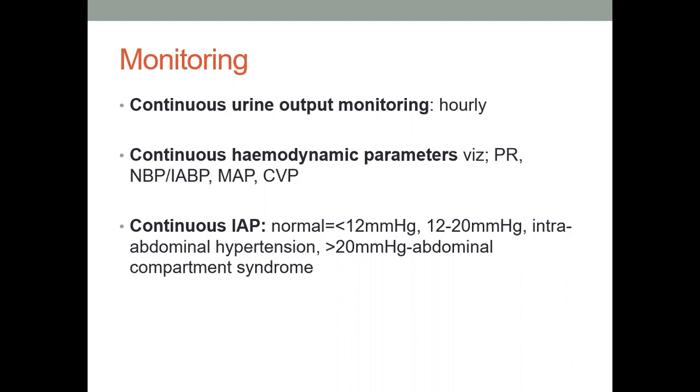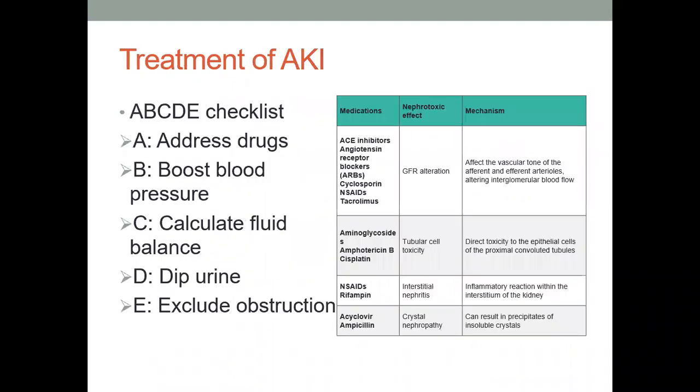Now, to rule out abdominal compartment syndrome, you want to do continuous intra-abdominal pressure monitoring. Normal should be less than 12 millimeters of mercury. When you have intra-abdominal pressure greater than 20 millimeters of mercury, you have abdominal compartment syndrome, which needs to be relieved as soon as possible if your renal function is to improve. I copied this from one of my references, and I think it's very good here.